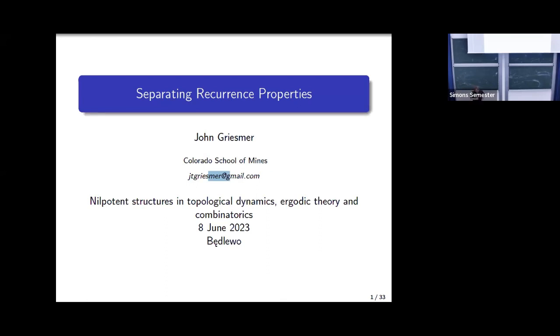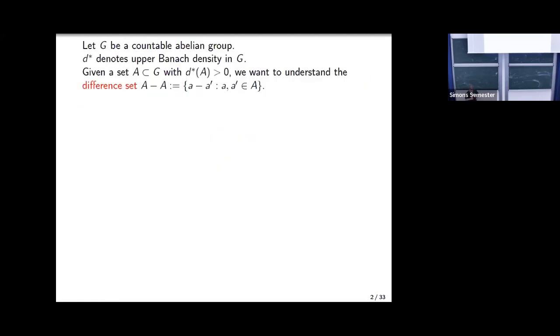How does it connect to nilpotent structures? Well, the main questions about these things are, in some sense, how is single recurrence controlled by the Kronecker factor or controlled by group rotations, which of course are at the lowest level of nilpotence. So anyway, okay, let's get started.